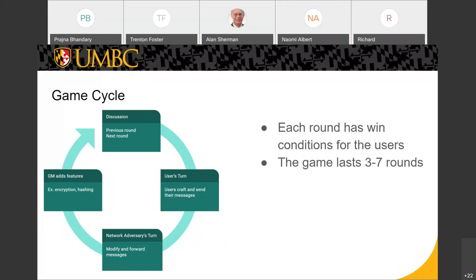The game generally lasts 3 to 7 rounds. It starts off with discussion. That could be about the previous round or the next round, what's to come. After that, it's the users' turn. The users craft and make their messages, and then send them out to the network adversary, who will receive them, modify them or not if they don't want to, and forward them on. Optionally, the game master can enable more features if they so choose, or they could keep it the same and you have multiple cycles. Next slide.